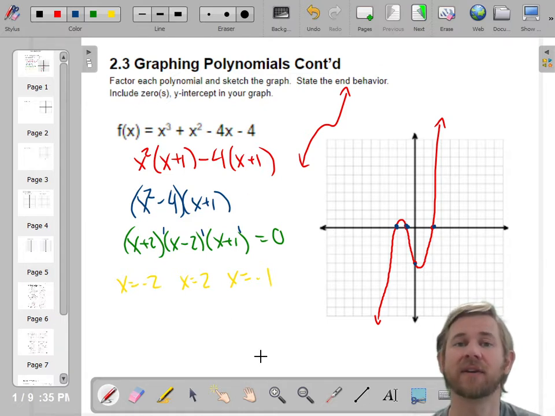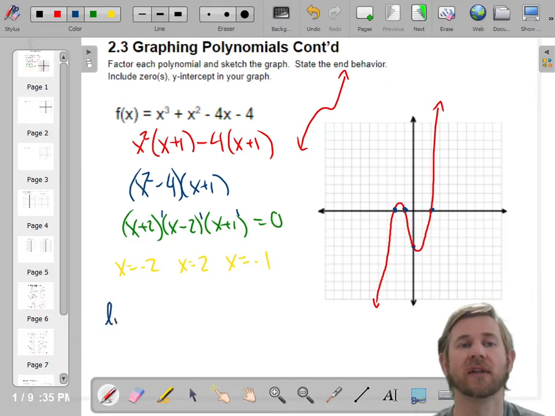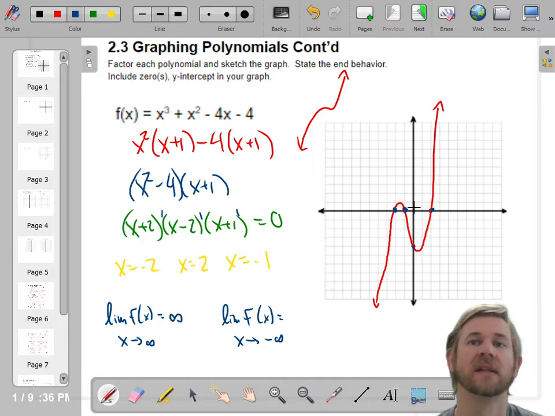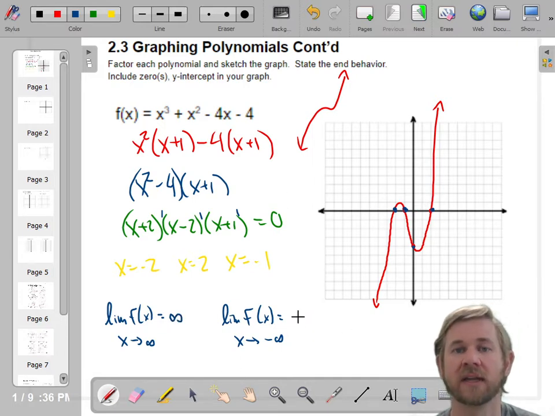I need to state the end behavior, so we're going to use limit notation. So the limit of f of x as x goes to positive infinity, that's to the right, and the limit of f of x as x goes to negative infinity, as we go to the left. As x goes to the right, y goes up, so the limit is positive infinity. And as you go to the left, y goes down, so the limit as x goes to negative infinity is negative infinity. Okay? These are the end behaviors that we talked about the other day. So you factor it, and then you describe the end behavior, and then you should be able to sketch the graph.